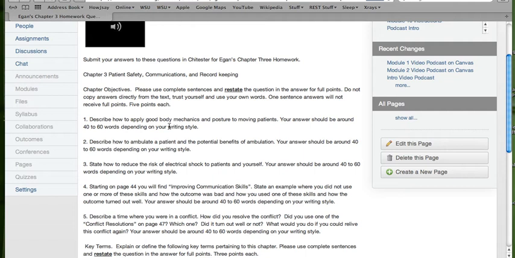Describe how to apply good body mechanics and posture to moving patients. Your answer should be around 40 to 60 words depending on your writing style. So remember to restate your question. It would say, according to Egan's, good body mechanics and posture to moving patients involve, and make sure you put everything that's in Egan's in your own words.